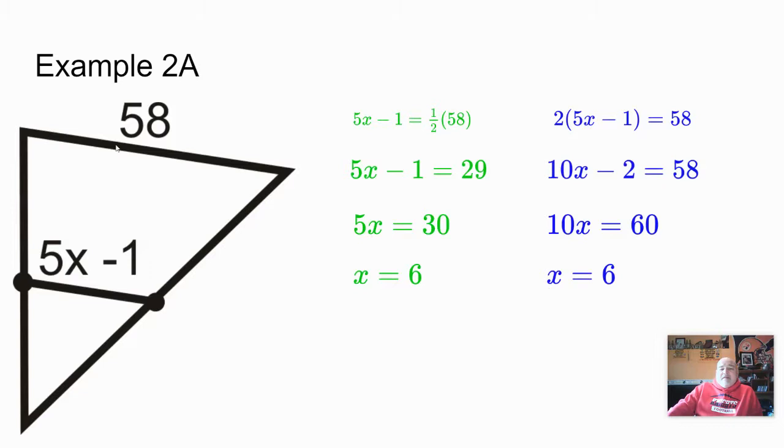So sometimes it's easier to take half if we get a nice integer, but if taking half of this is going to cause a decimal or a fraction, you're better off to double your midsegment, because doubling tends to get rid of decimals and fractions.